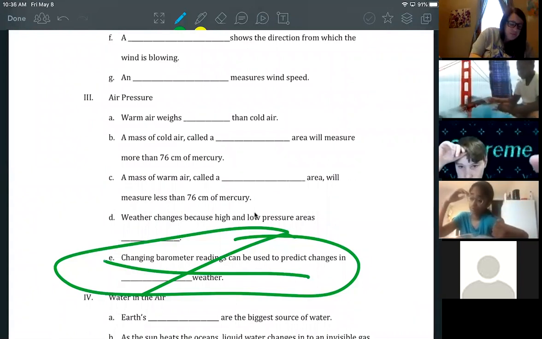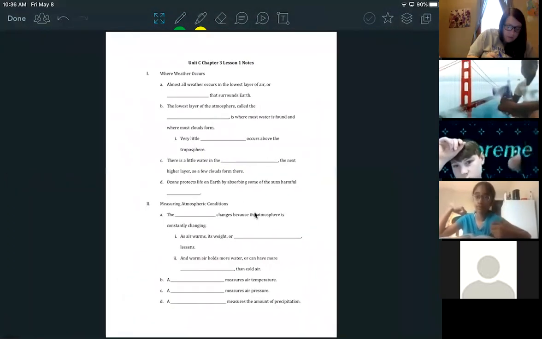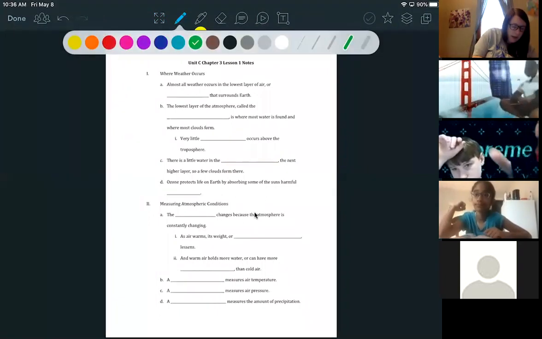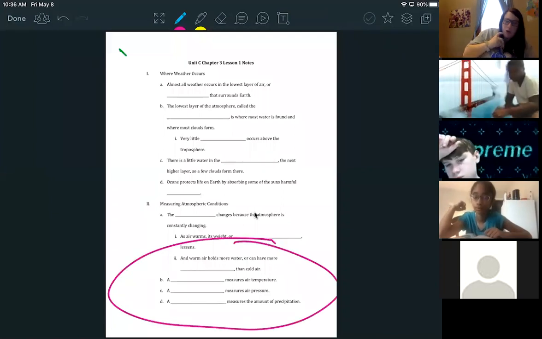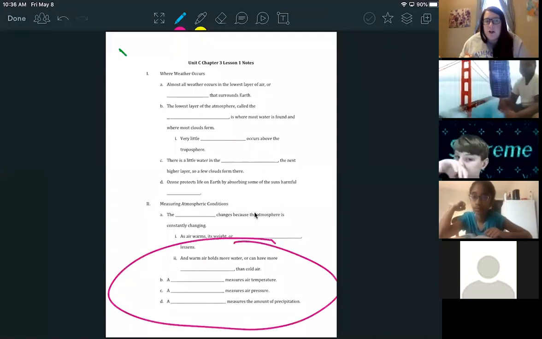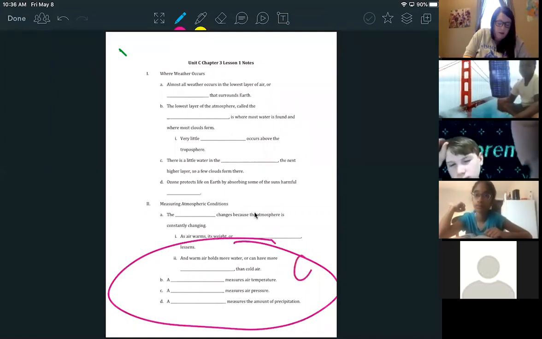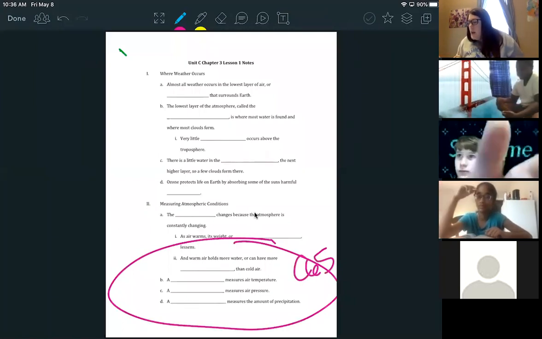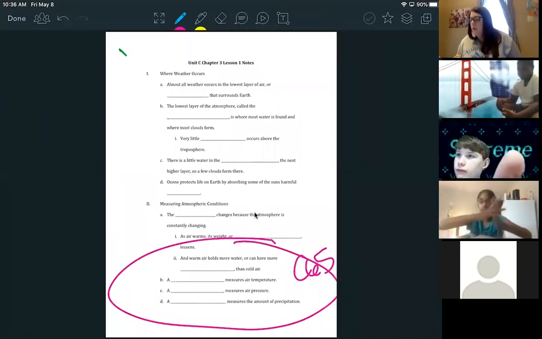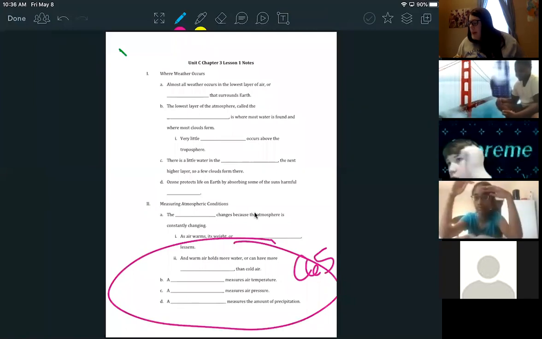If you move on to C65, this is where they tell you how to measure weather. This is where, on your notes, it starts right here. Do that one in pink, maybe. Right here on Roman numeral 2, a blank measures temperature, a blank measures air pressure. That's where you're going to find it at the top of page C65. So look at that. A thermometer measures air temperature. A barometer measures air pressure. A rain gauge measures precipitation. A hygrometer measures humidity. And a wind vane shows direction.